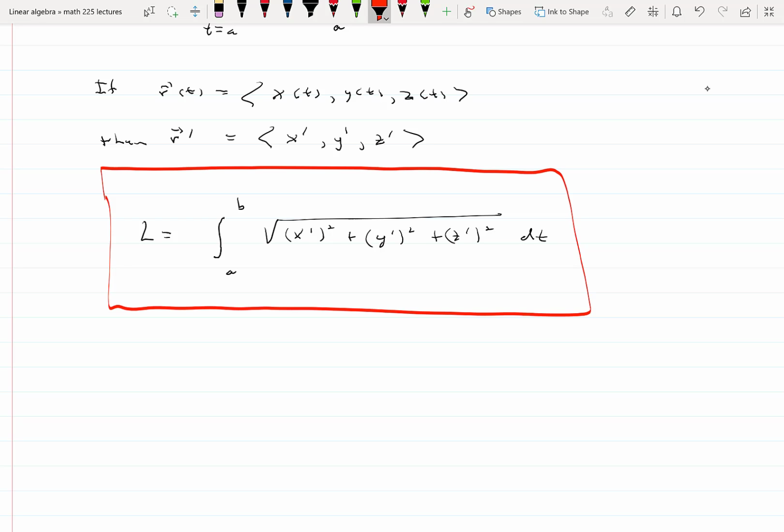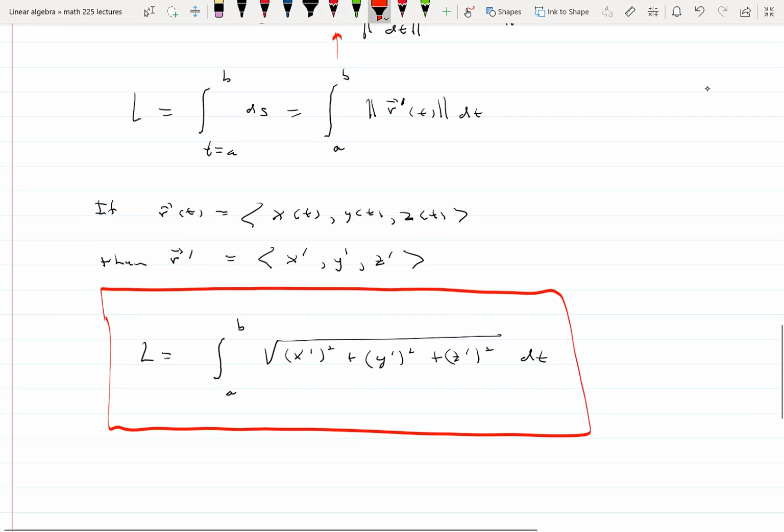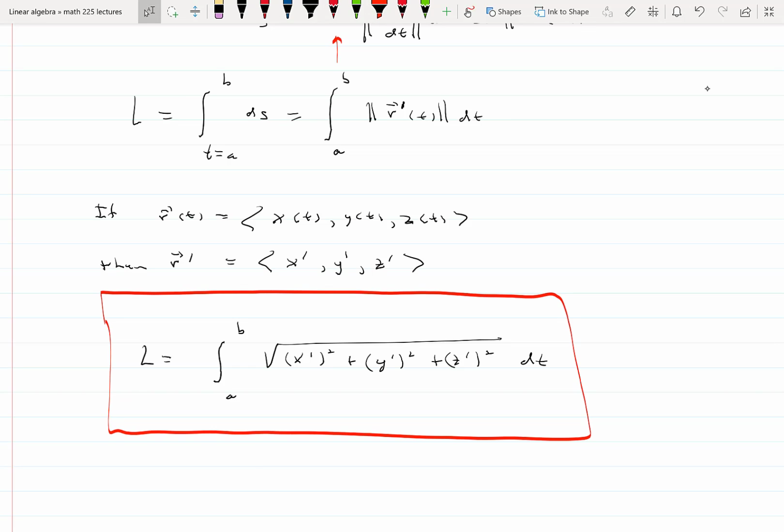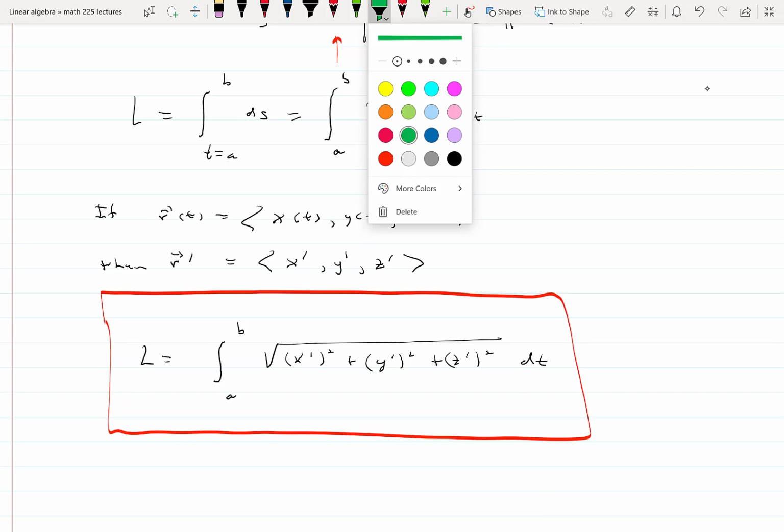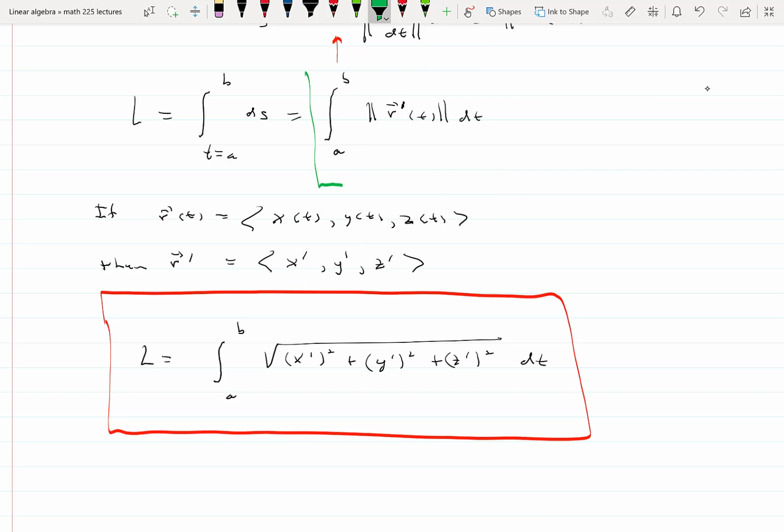Notice that the length of the space curve can either be given in scalar form, as I squared off in red there, or, as I'll square off in, let's say, green, given in vector form also.